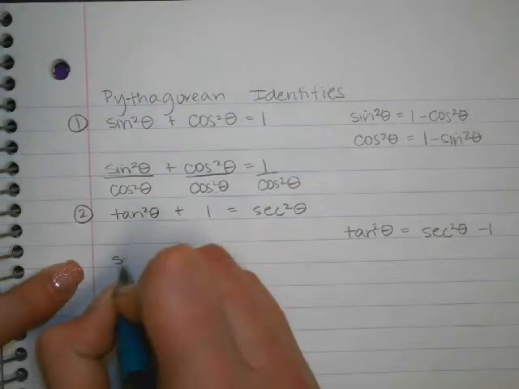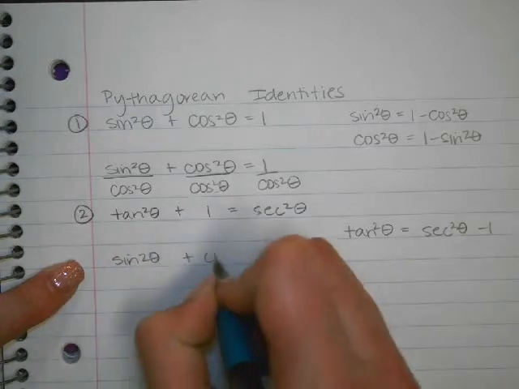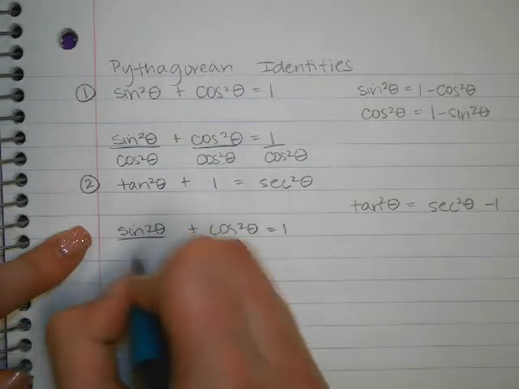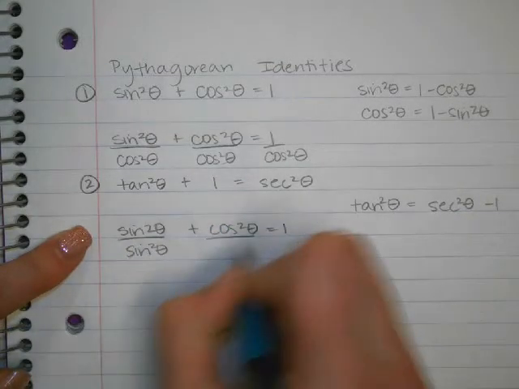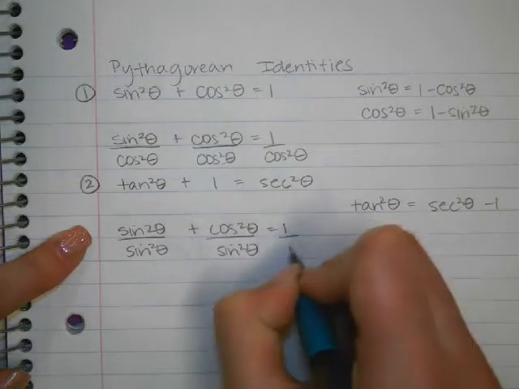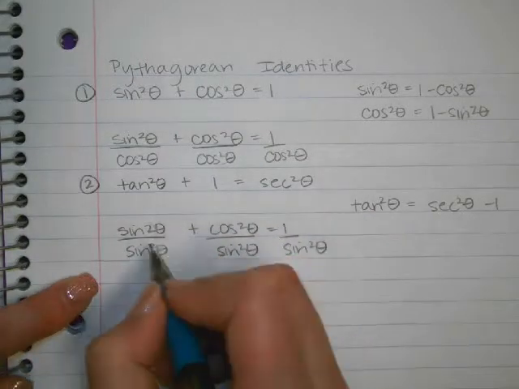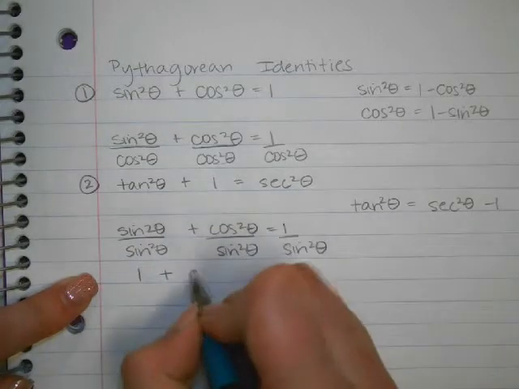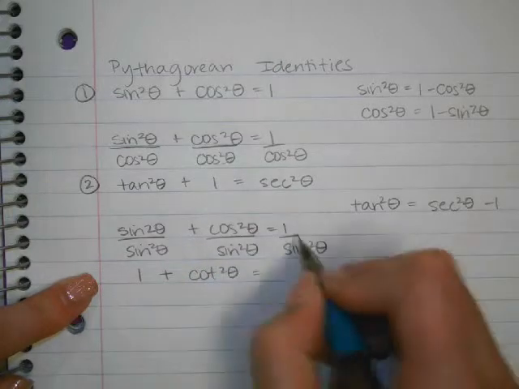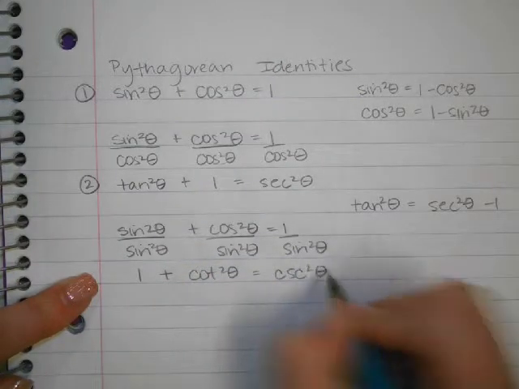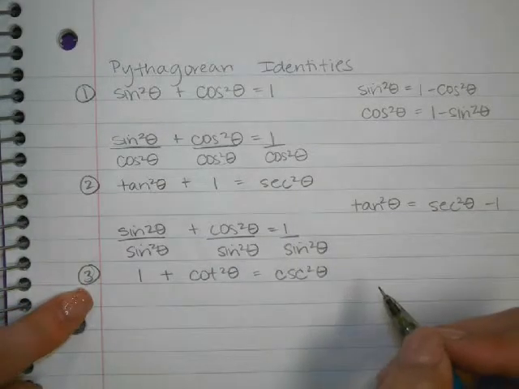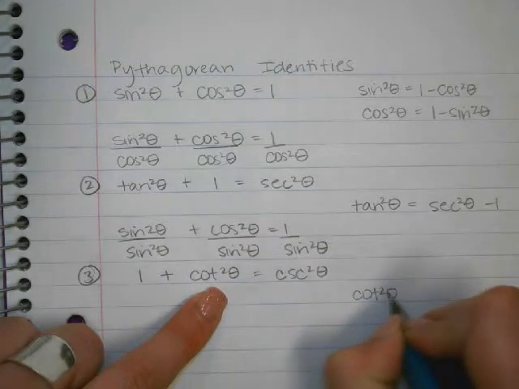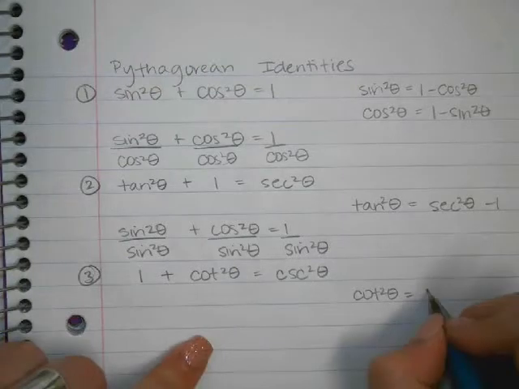For the third one, I'm going to start off with sine squared plus cos squared equals 1, and then this time I'm just going to divide by sine squared. And so we have sine squared over sine squared is 1, cos squared over sine squared is cotangent squared, and 1 over sine squared is cosecant squared. And so this is the third one. And if you want the alternate form of the third one, that would be cotangent squared equals cosecant squared minus that 1 over there.